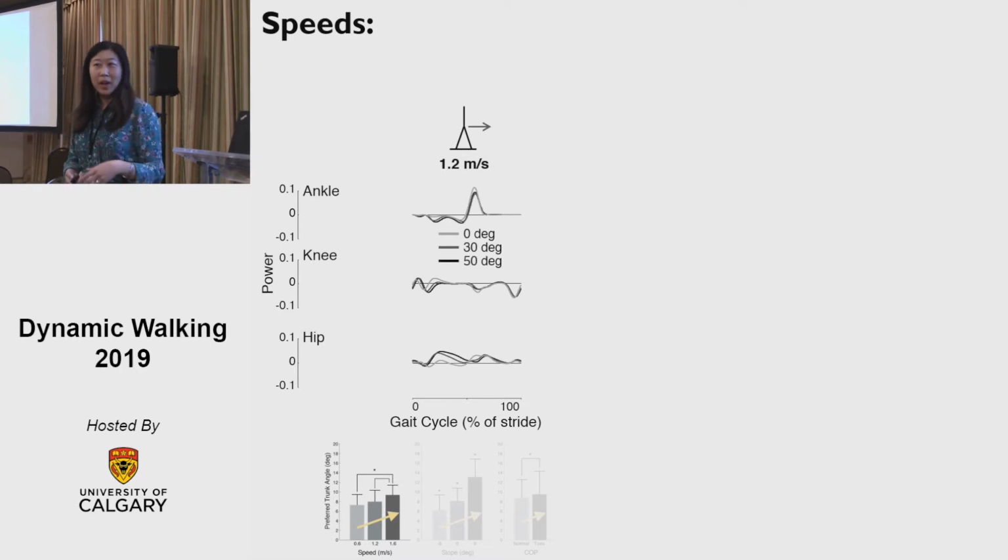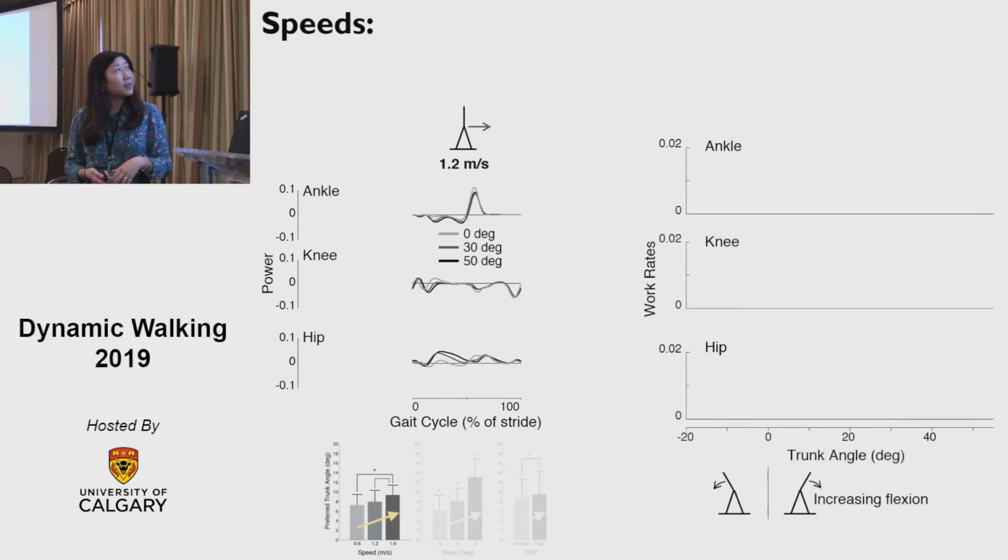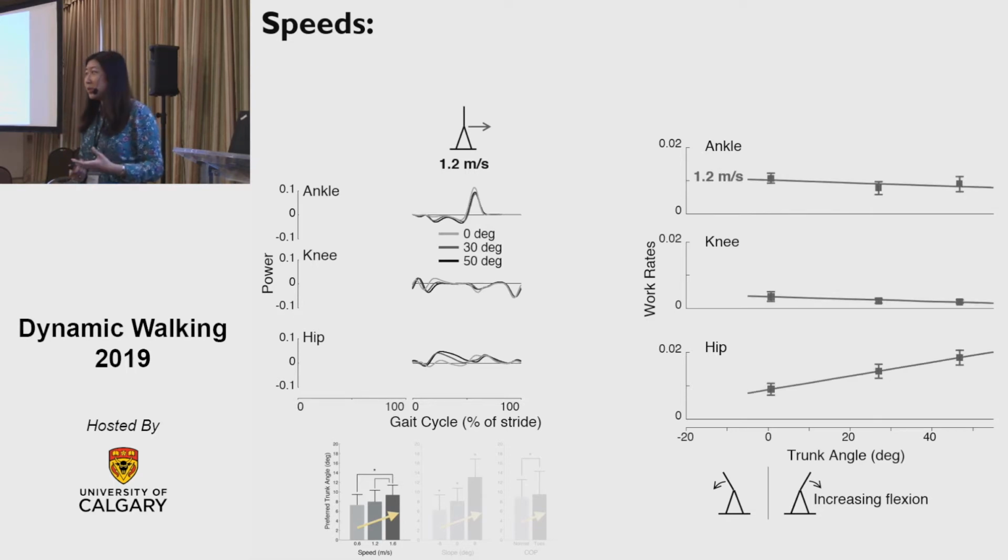So it's kind of similar to what Peter showed. And if you were to take the power and then look at the positive work rates, taking the integral and dividing by stride time, we can then look at the work rates as people change their trunk angle. So if you look at trunk angle, this is increasing flexion here and joint work rates. This is what you'll see for 1.2 meters per second. So you see this slight decrease in the ankle, which we saw earlier, and then this increase in the hip.